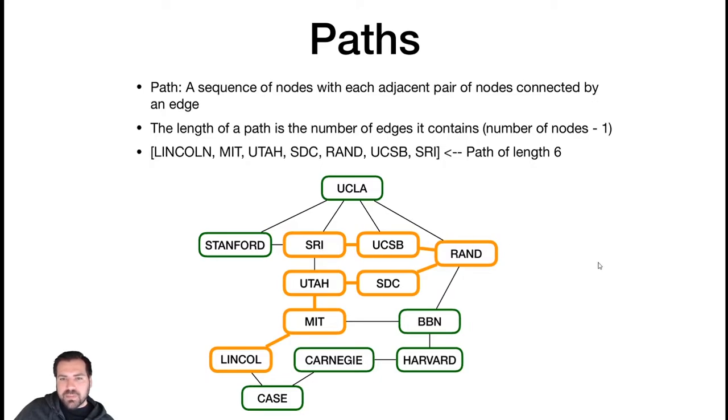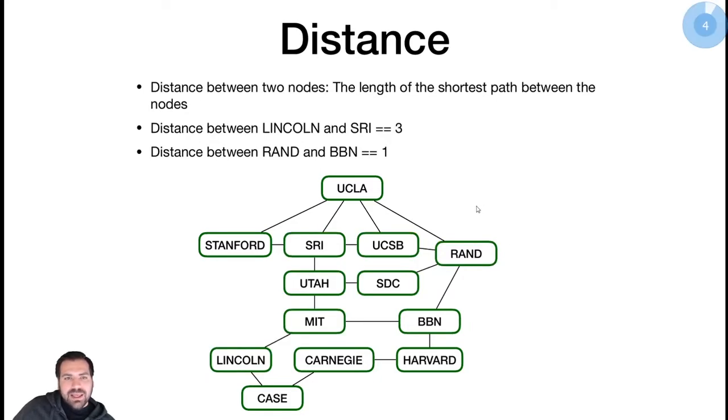The distance between two nodes is the length of a shortest path between those two nodes. So the distance between, for example, Lincoln and SRI, you can get there in this path of length 3, and there's no path of length 2, 1, or 0 to be able to get there. That is a shortest path. There's potentially multiple ones. In this case, it's the only shortest path. But this is the distance between two nodes, the length of the shortest path.